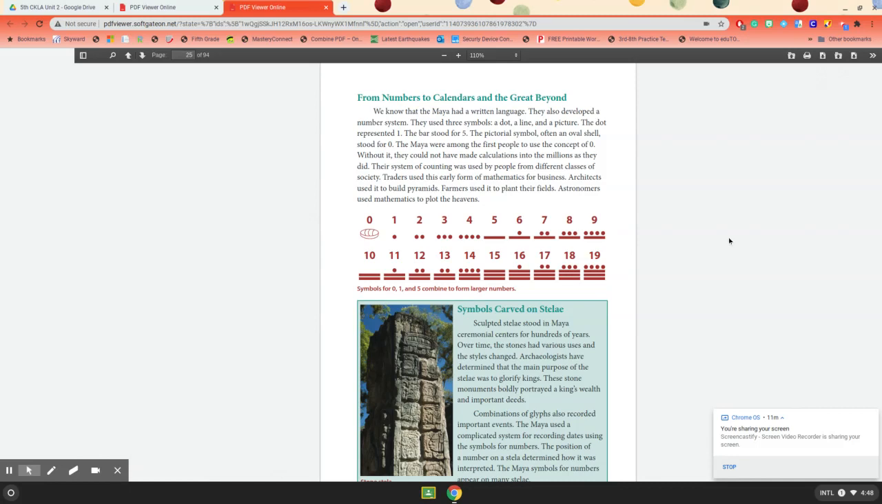So we can see right there are their symbols. They range from 0 to 19, and you would just move on from like 20 and such. You would have 4 lines.